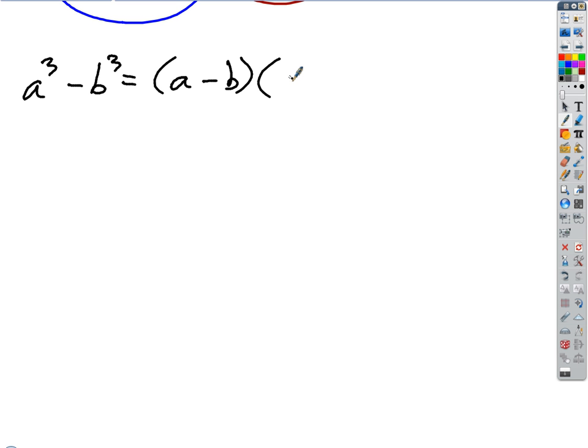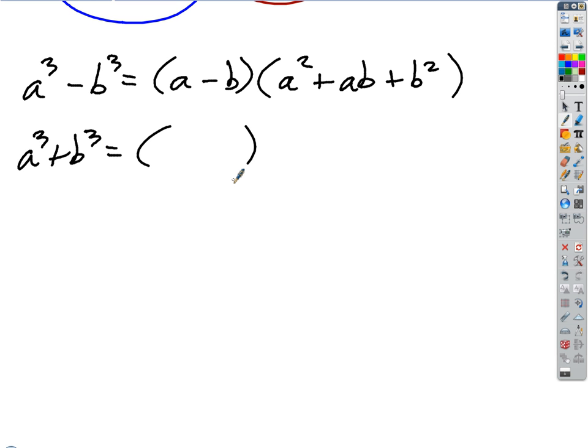Second factor, Tim, go. Okay, it's plus. What goes first there? Do you remember? A squared. Good. Plus ab. Very good. What's the last one? Somebody help me out. Plus. Always plus. Last one's always plus. Makes sense? How about this one? First part? A plus b. Good. Second part? Minus ab plus b squared. Good, you got it.